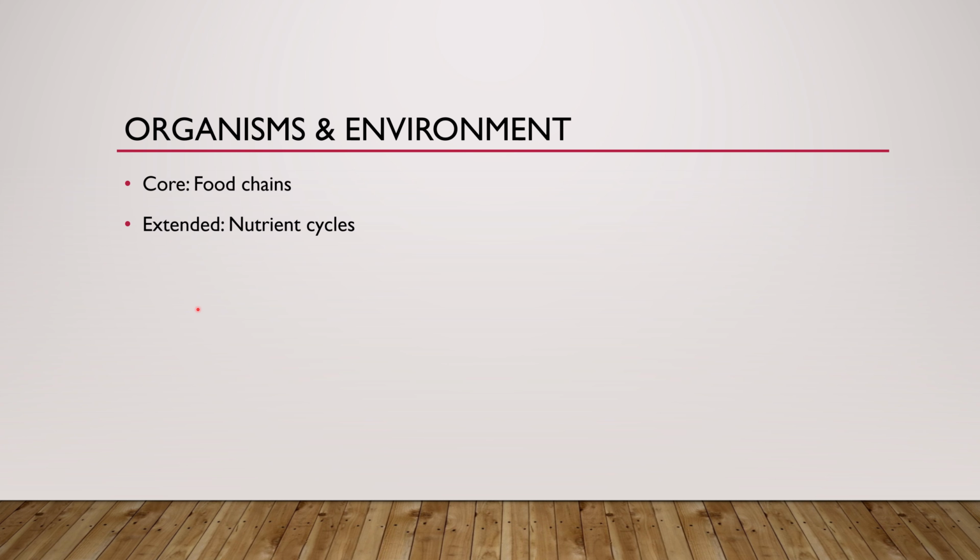This unit is about organisms and environment. At core level, students learn the basic concepts of food chains. Students are expected to know that a food chain shows how energy flows from one organism to another. Identify the roles of organisms in a food chain: producers, consumers, decomposers.